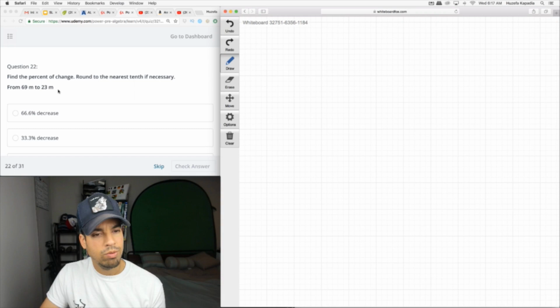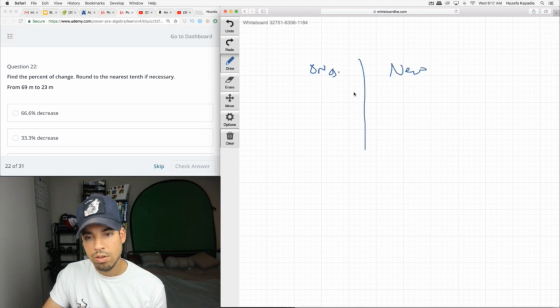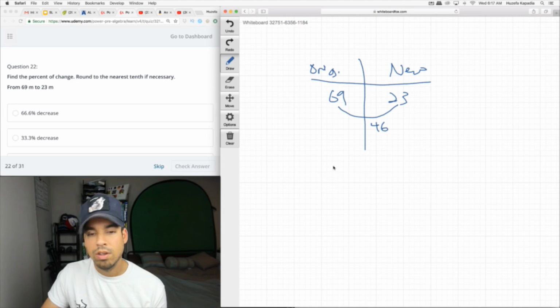Next, find the percentage change, round to the nearest tenth if necessary, from 69 to 23. Same idea, right? Here's my original, here's my new. 69 to 23. The change is 46. And this is a decrease, right? It's going down. So now again, for the percentage we say 46 divided by 69.